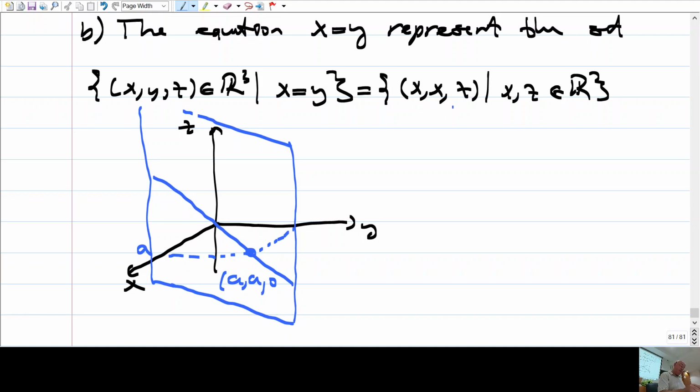This is just the plane containing the line x equals y. And it also contains the z-axis, right? So it is the plane which intersects the xy plane vertically. So it's something like this, okay? In the xy plane, it is the line y equals x, and it is parallel to the z-axis.